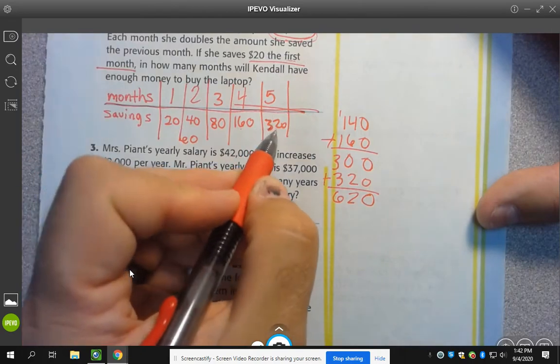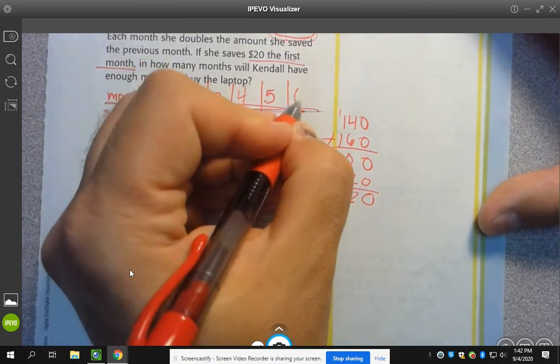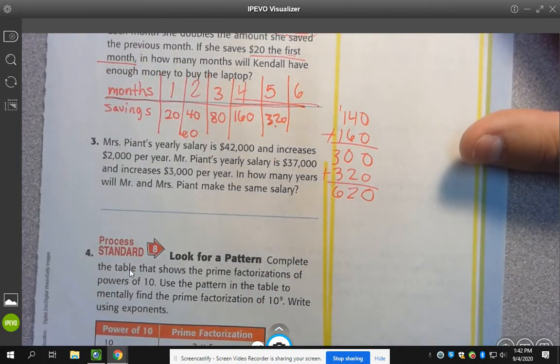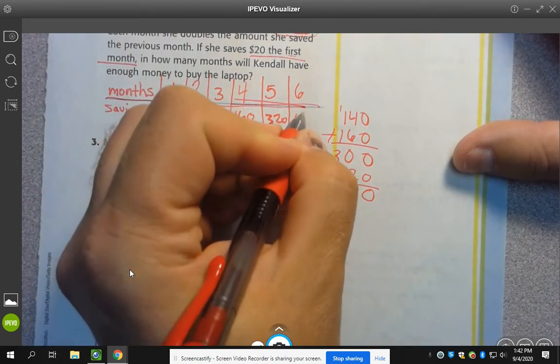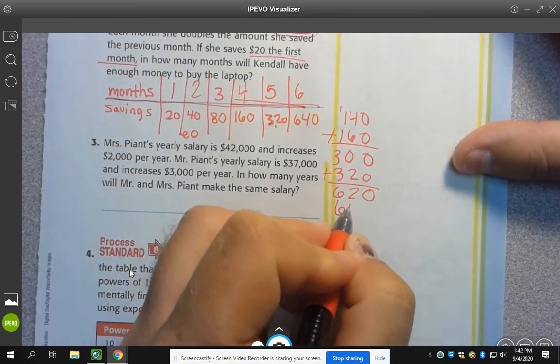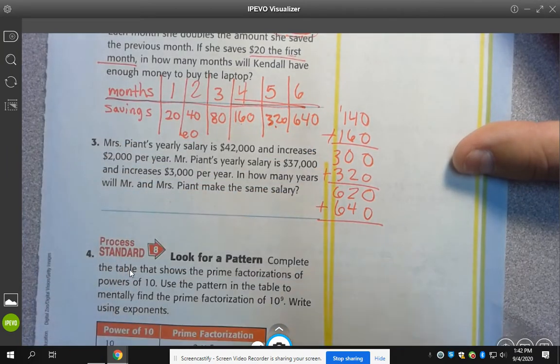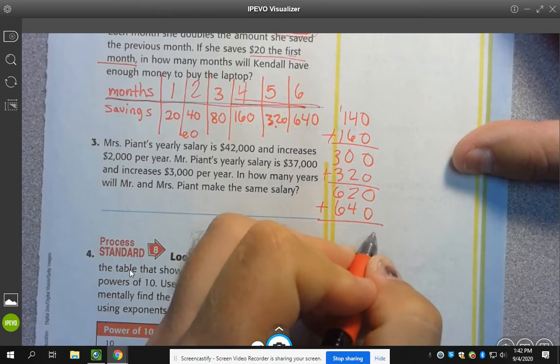All right, so let's go ahead and double this one right here. What happens when we double 320? What do we get? Colton? 640. Yes, sir. 640. All right, let's add 640 to this and see. 0, right?